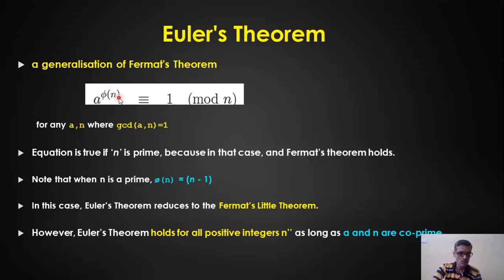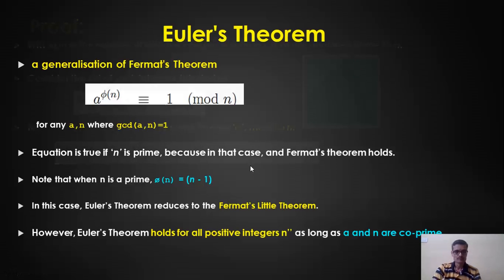Then you find the totient function of this, that is phi of n. And it is always congruent to 1 mod n. That is, a to the power phi of n mod n is always equal to 1. The remainder is always equal to 1, where a and n are co-prime numbers, that is, GCD of a and n is equal to 1. So if n is a prime number, as we already know, the totient function is nothing but n minus 1 in this case.